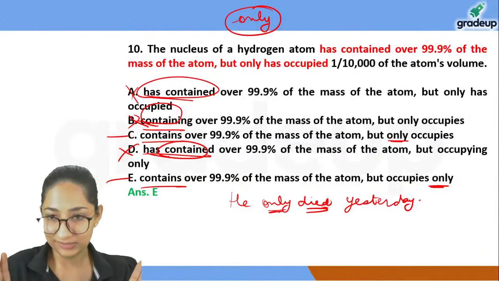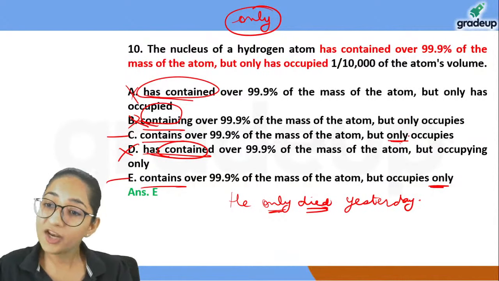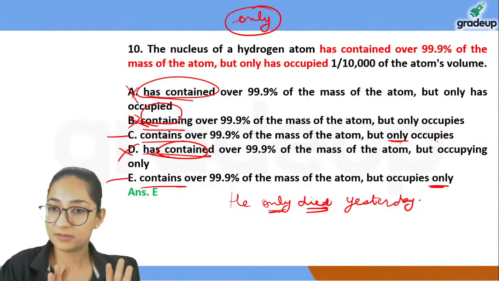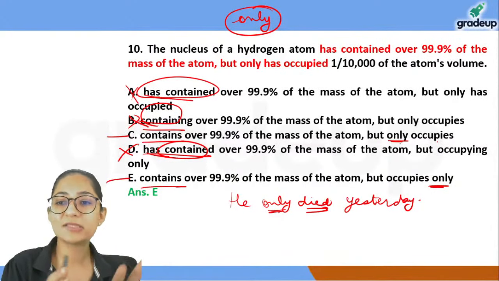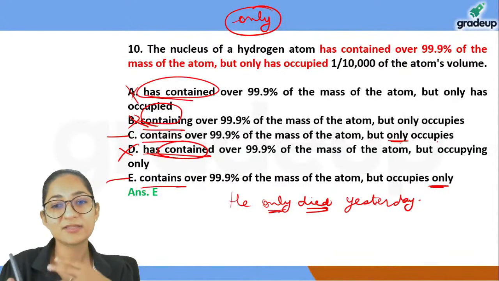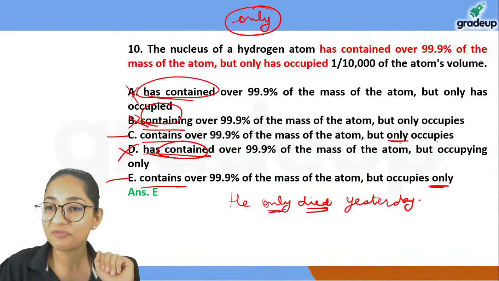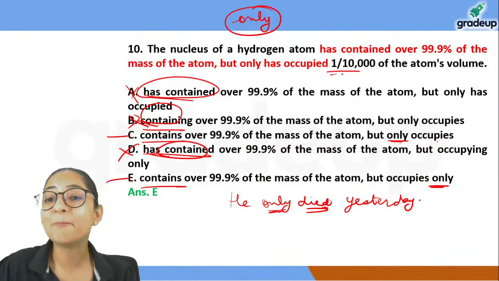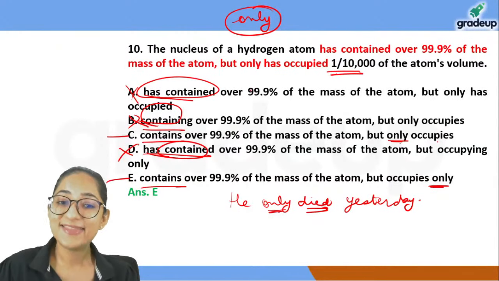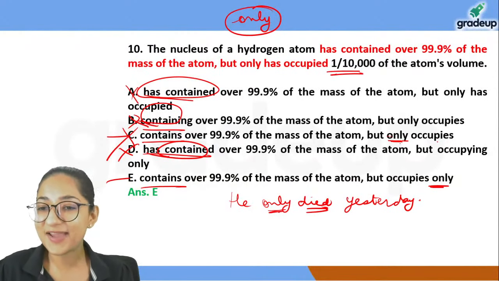He did nothing else. Only occupies, does nothing else. It only occupies this thing. Does nothing else, doesn't dance, doesn't go out, doesn't eat, doesn't sit with friends. We are not putting a limit to the verb. We are putting a limit to the number. Okay, that is why C is going to be out.